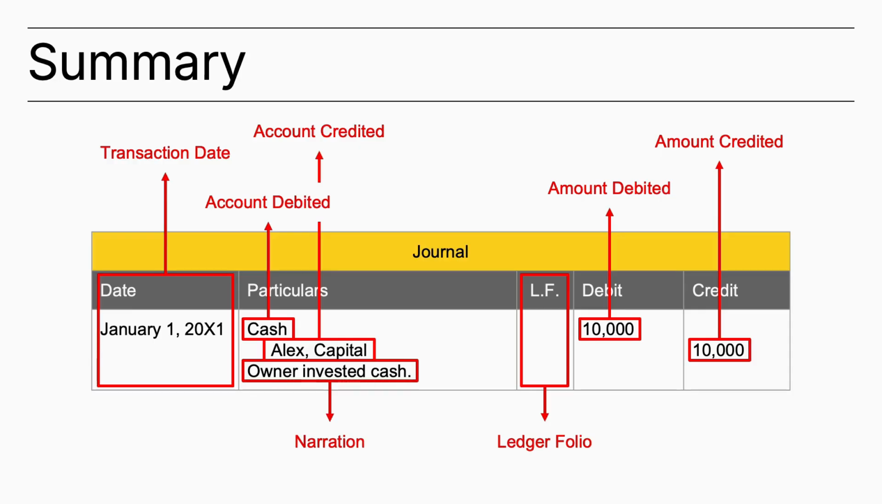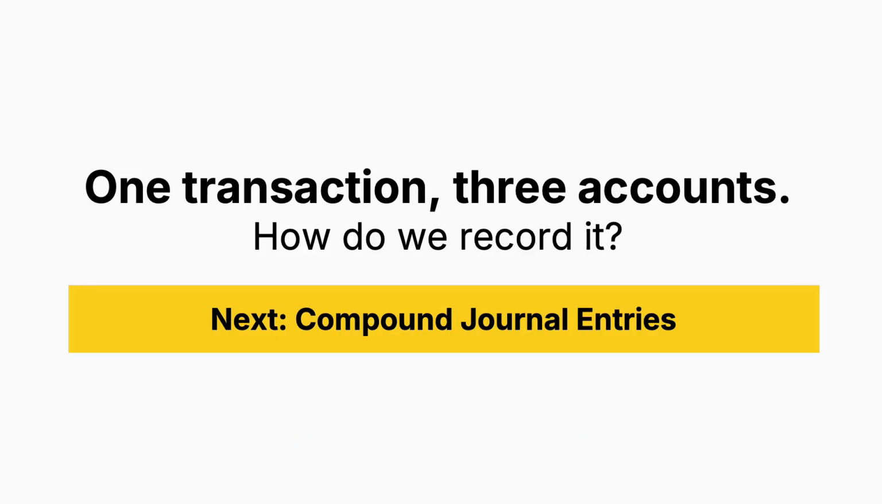Remember that journal entries are recorded in chronological order, which means transactions are recorded according to the date they occur, from earliest to latest. If you understand these parts and follow the correct order, you'll be able to read and write journal entries confidently. But what if a transaction affects 3 accounts instead of 2? Can we still use the same journal entry format? We'll answer that in the next video when we learn about compound journal entries.